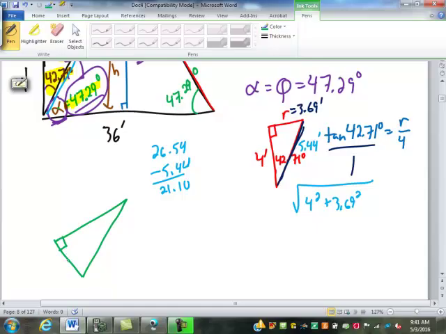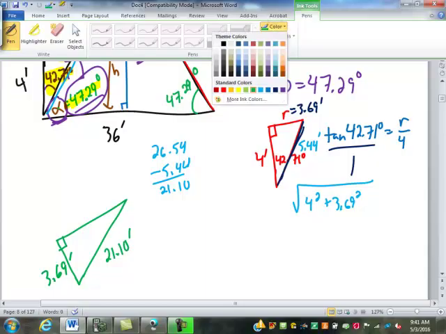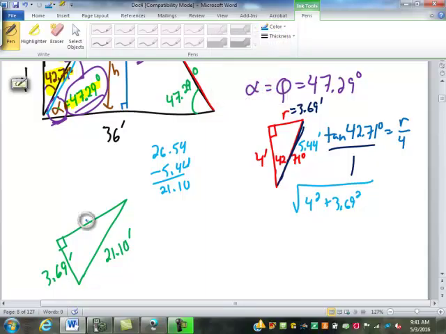This is a right angle here. This I just found to be 21.10 feet. I'll try to draw that a little bit better. This is my 3.69 feet for the radius of my circle. So now I can find missing angles, missing sides. I can find this side here.